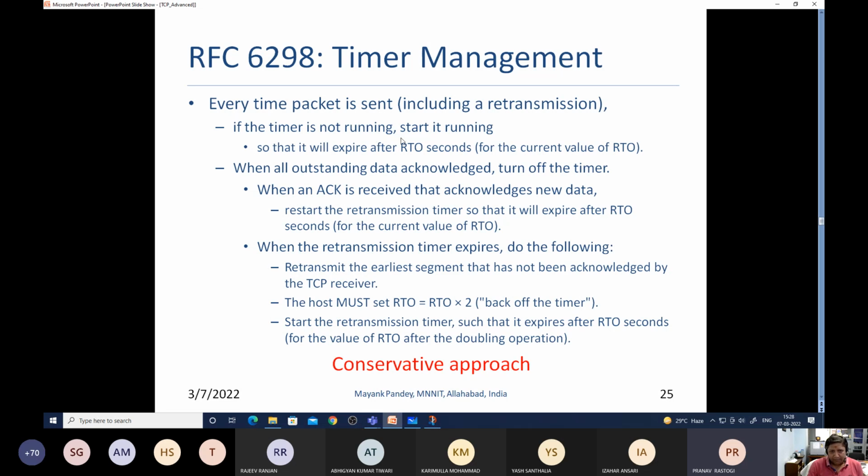Now, first of all, every time a packet is sent, including a retransmission, if the timer is not running, start it running. This is the first thing. What is the timeout value? That's a different story. First of all, you need to consider the timer management. Whenever a packet is sent, if the timer is not running, pay attention to every word, if the timer is not running, start it running so that it will expire after RTO seconds for the current value of RTO.